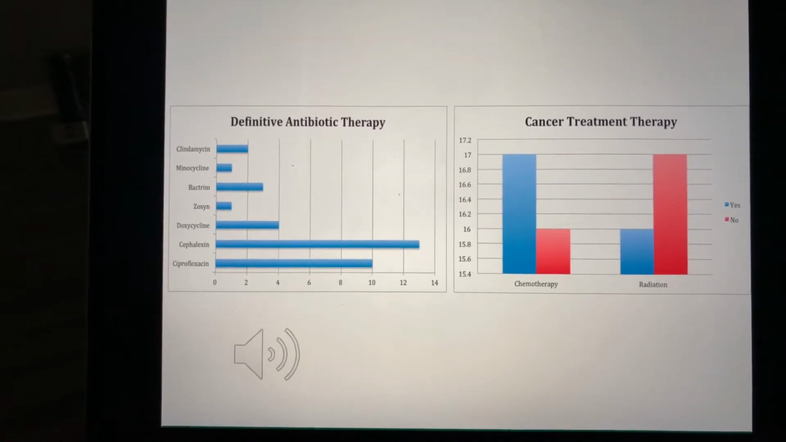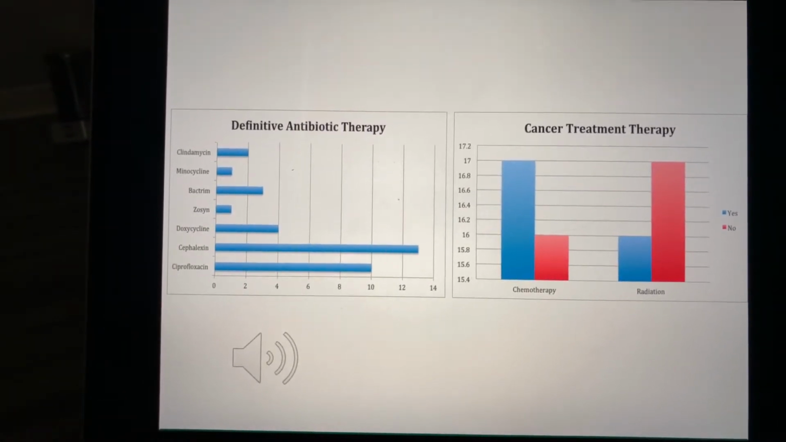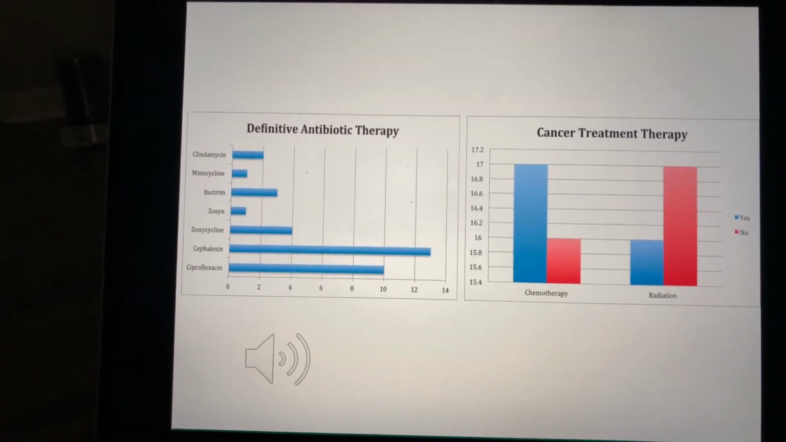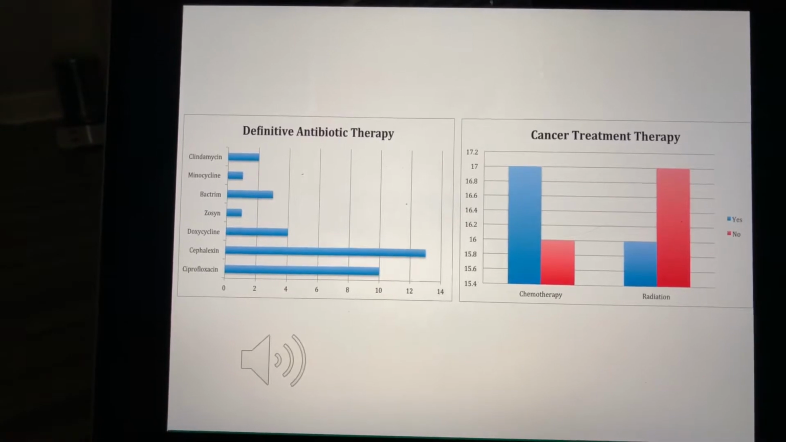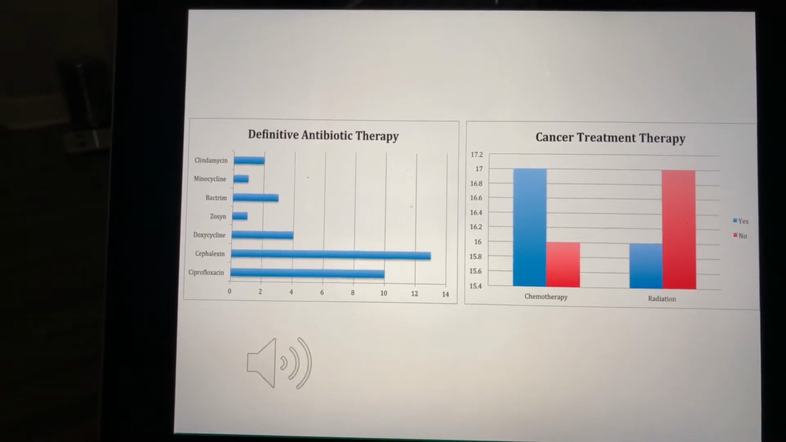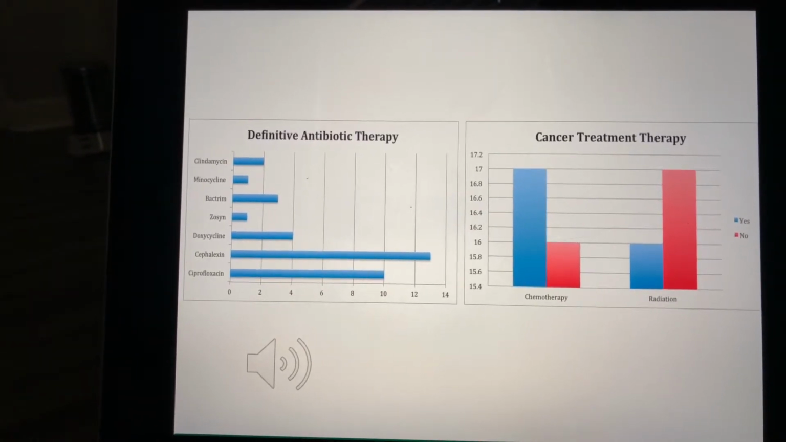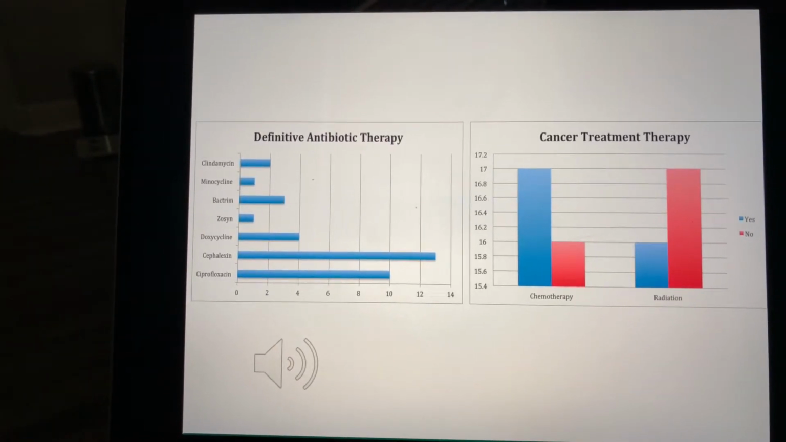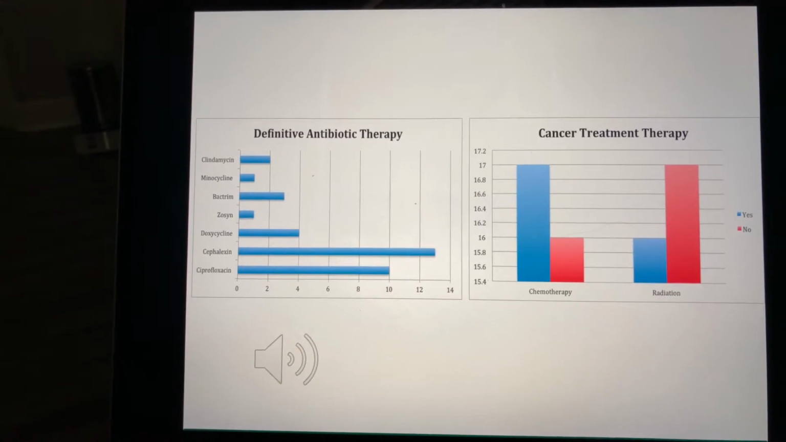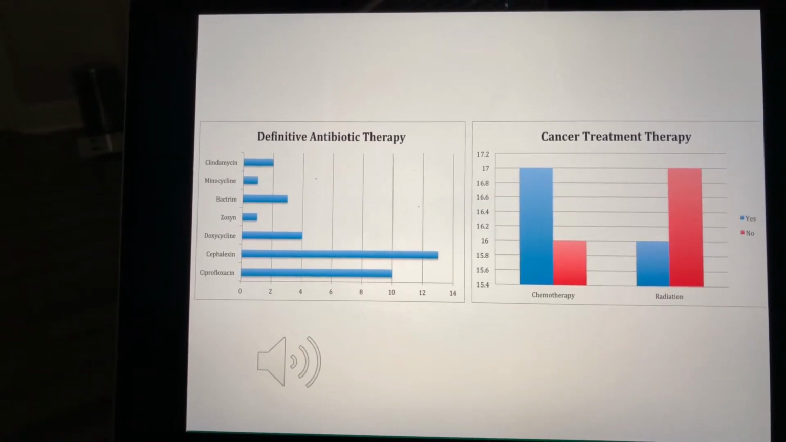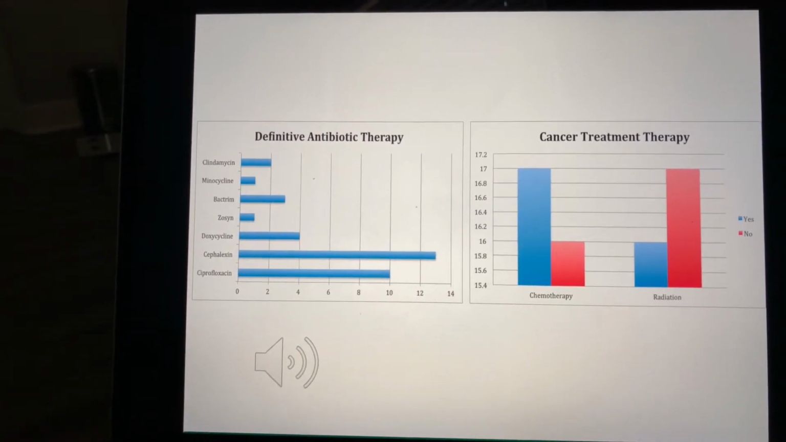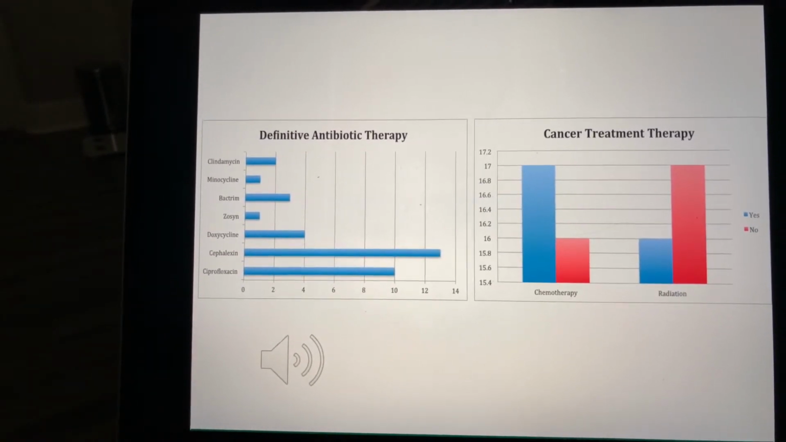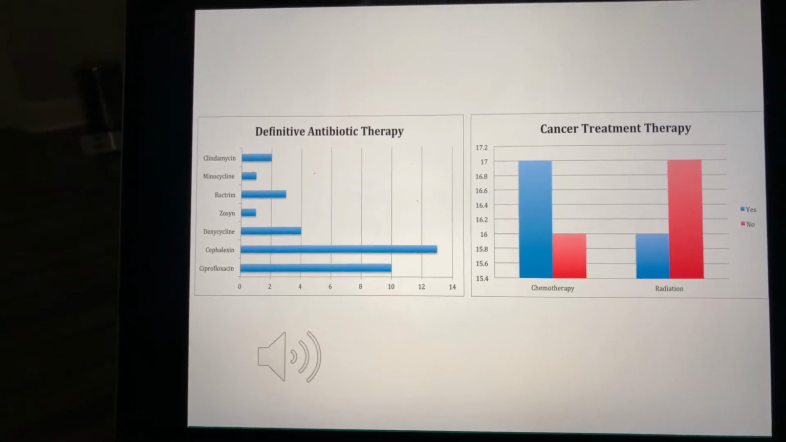The graph off to the right shows the number of patients that have had chemotherapy or radiation therapy, and there are some patients that have had both. We decided to look at the amount of patients that have had additional cancer treatment therapies because these are 2 factors that could have compromised their immune system. As you can see, many patients have elected to have chemotherapy. Not as many patients have radiation therapy. And it's not shown here, but some patients did have both.